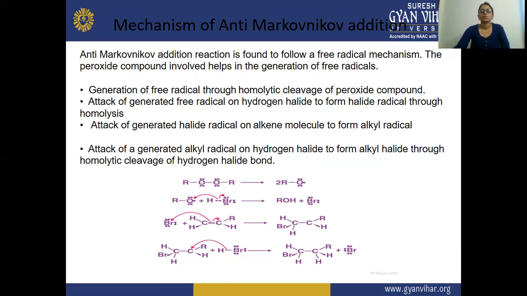In this mechanism, firstly there is a homolytic fission of the peroxide compound. After that you can write RO plus RO, or simply 2 RO. Then this RO will react with HBr, with homolytic fission of HBr. H will bond with RO, so ROH is formed and a Br radical is formed.